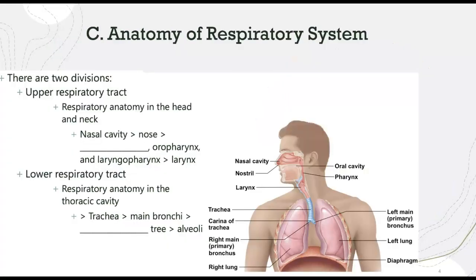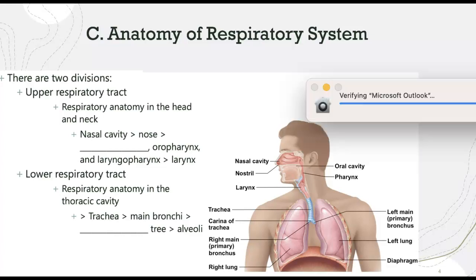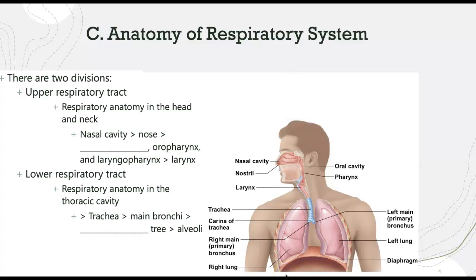So let's start getting into the anatomy of the respiratory system. We divide our respiratory system into 2 different tracts. We've got our upper respiratory tract, which is going to be the anatomy within our head and neck. It starts off at our nasal cavity, then moves into the nose itself and into the nasopharynx, which is back over here, and into our oropharynx, which is going to lie right below here, still as a part of our pharynx, and then into the laryngopharynx, and finally makes its way anteriorly to the larynx.